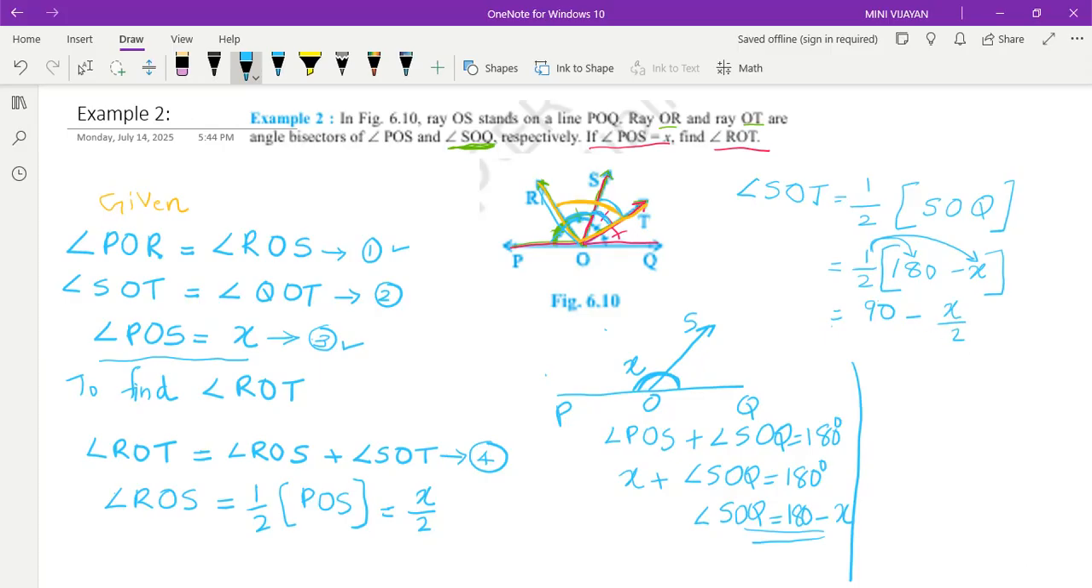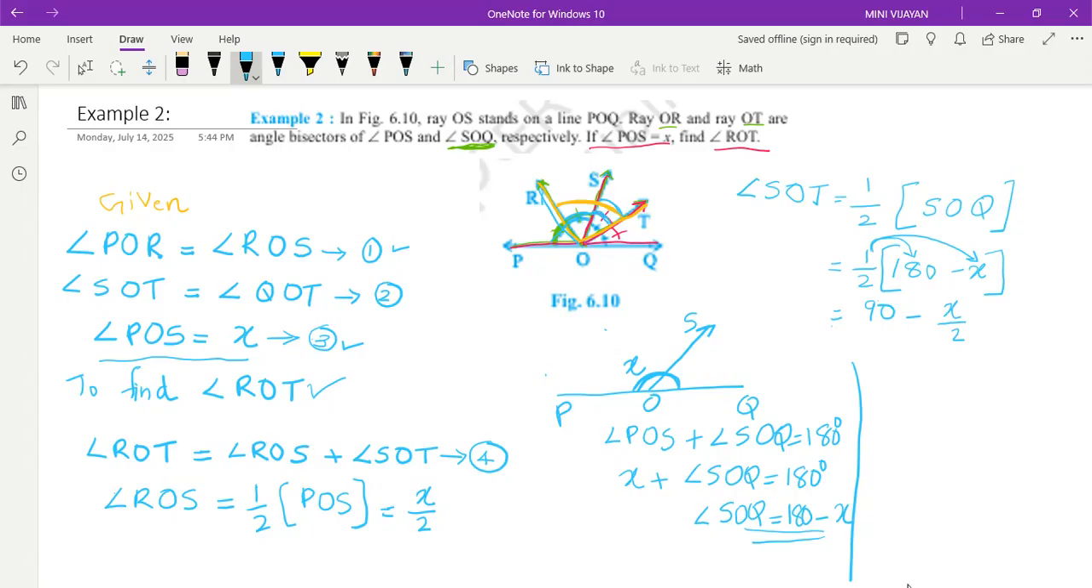Okay, what was our aim? What we need to prove actually? We need to find the measure of angle ROT. So for that we got another condition also, like ROT equals angle ROS plus SOT. Okay, so we were starting from there. Find ROS at first. We got ROS as x by 2. Now the second angle SOT, we got SOT as 90 minus x by 2 here.